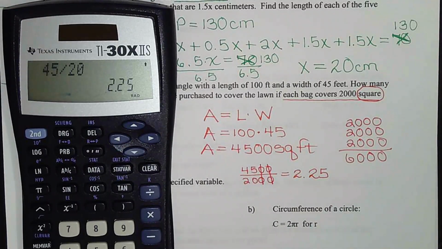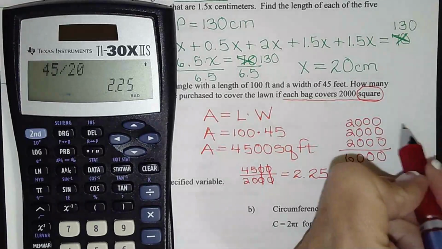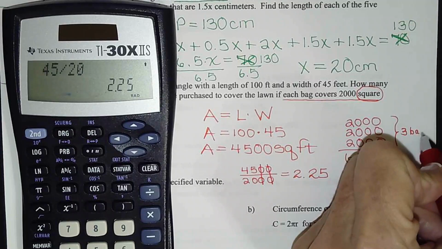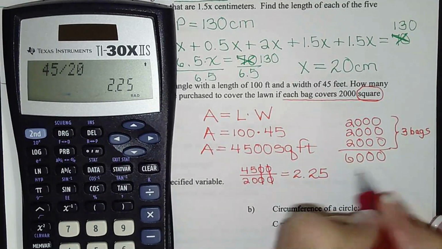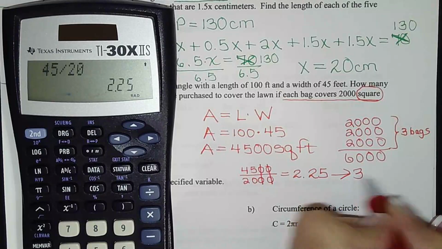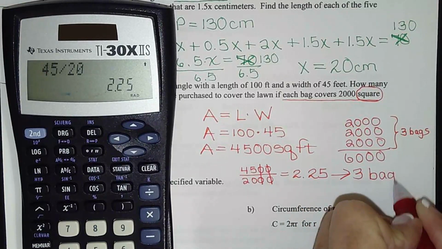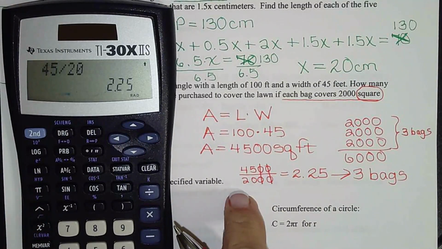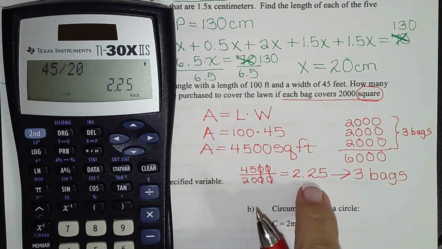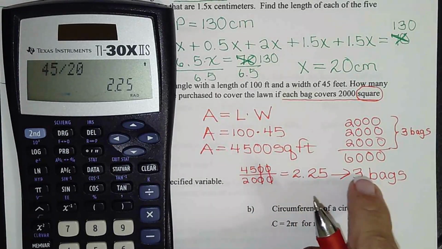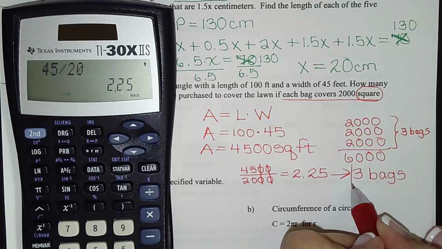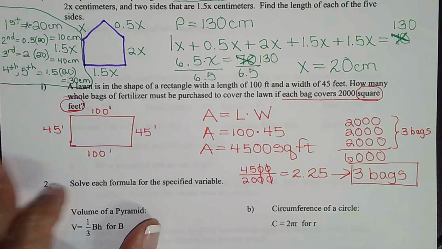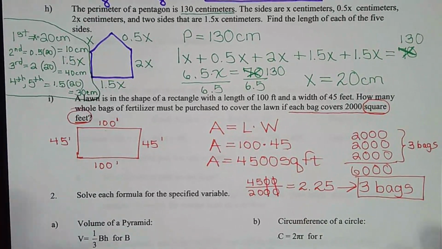You can't have less. So you could do the 3 bags this way, looking at it visually, or you can do it this way using the math. I mean, they're both using math, but in different ways. So how many bags go into the yard? 2.25, but I can't buy 2.25, so that means I need 3 bags. Not bad, right?